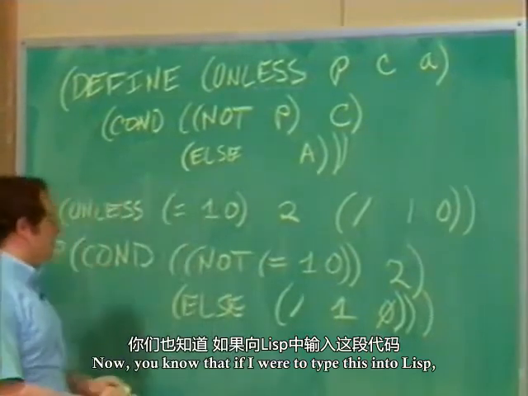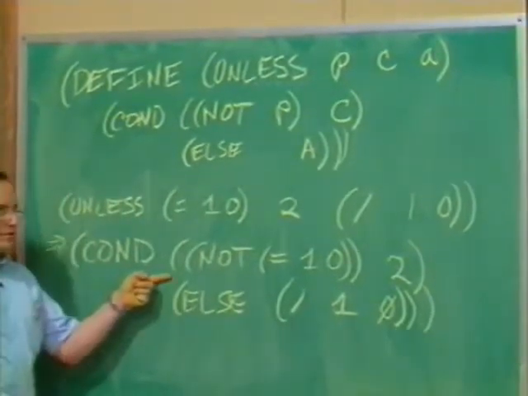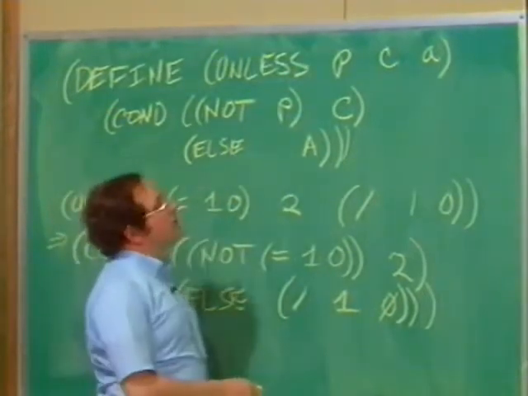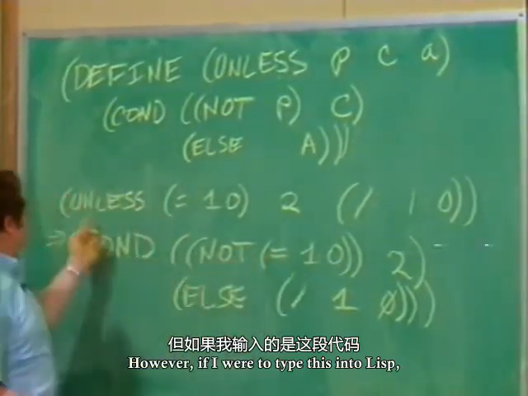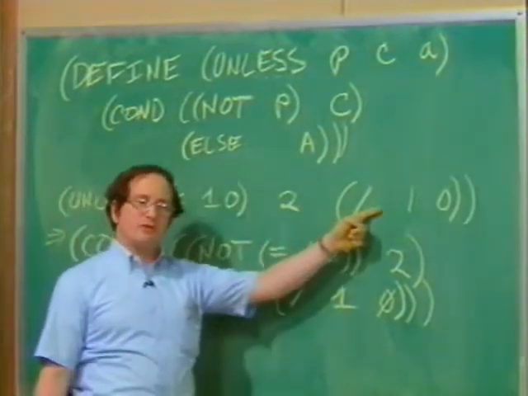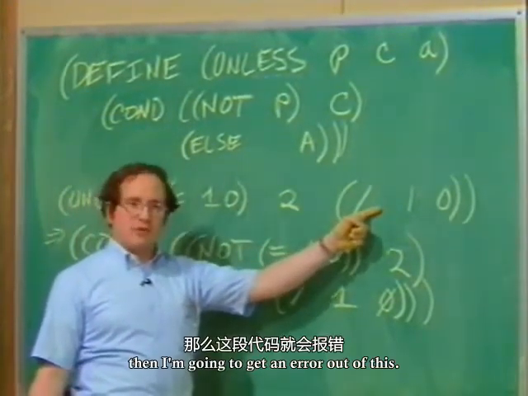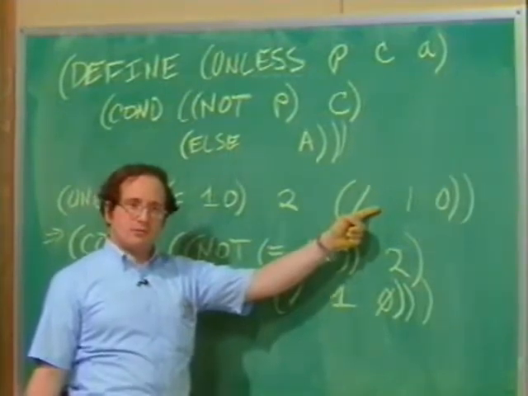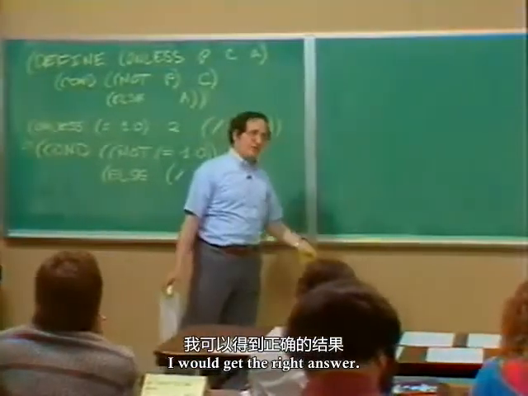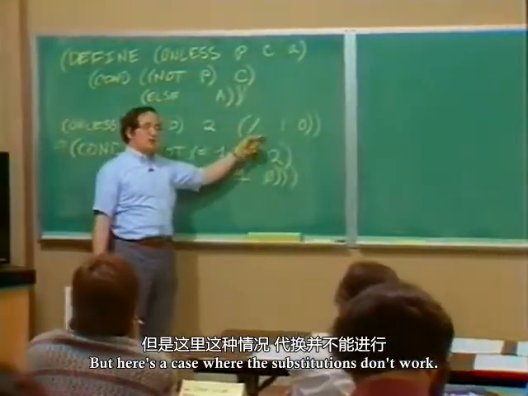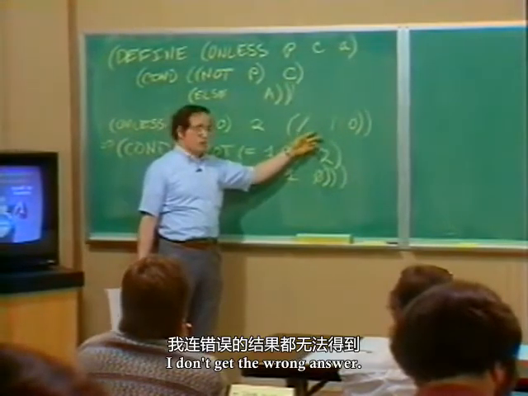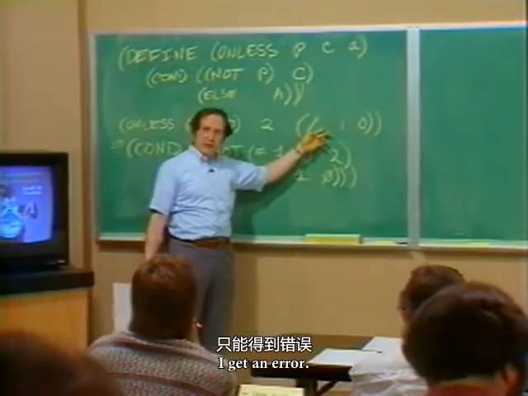Now you know that if I were to type this at a Lisp, I'd get a 2. There's no problem with that. Okay. However, if I were to type this at the Lisp, because all of the arguments are evaluated before I start, then I'm going to get an error out of this. So if the substitutions work at all, of course, I would get the right answer. But here's a case where the substitutions don't work. Okay, I don't get the wrong answer. I get no answer. I get an error.